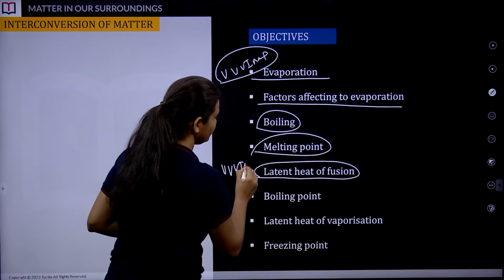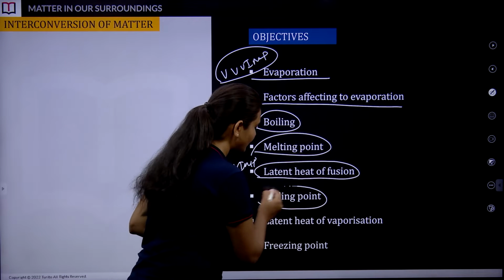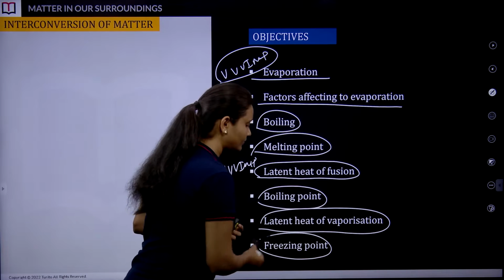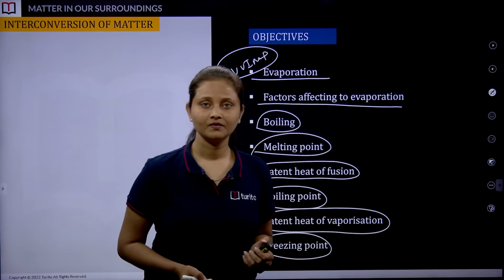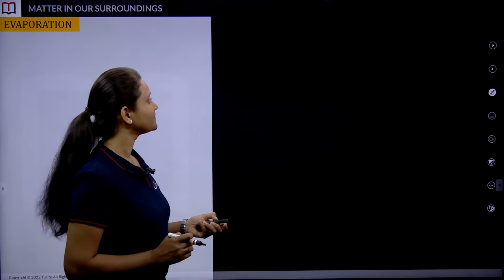I am writing here latent heat of fusion. Then we have boiling point, latent heat of vaporization, and lastly we are going to deal with what? Freezing point. Okay. So grab your notebook and pen and let's get started.